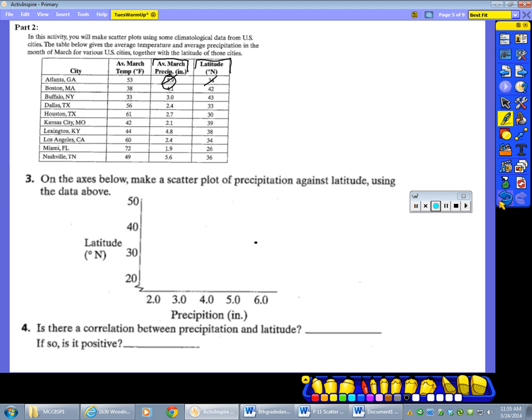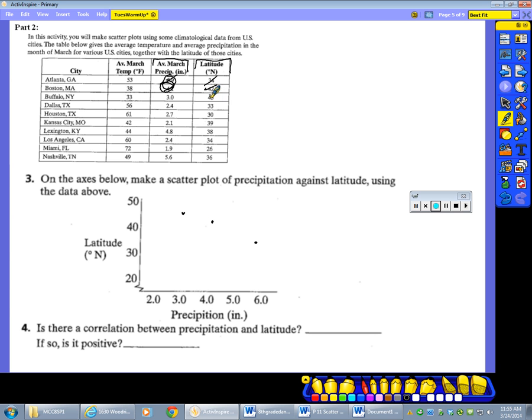And well, actually, that looks like 4.1 for Boston. So 4.1 would be just barely past 4, and then up to 42. So that would be about right there. All right, and then for Buffalo, we've got 3 and up to 43, so 3 inches of precipitation. I'm going all the way up to 43. That would be not quite in the middle.